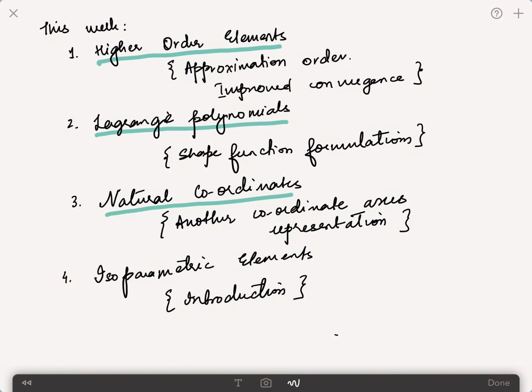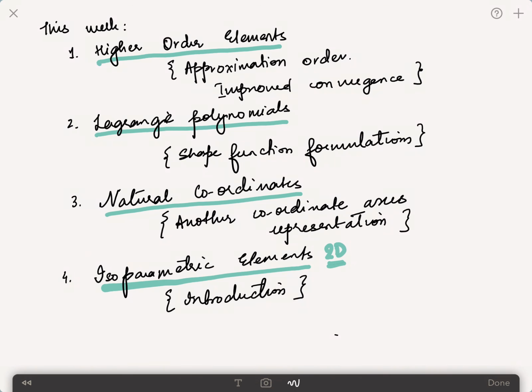Then we will move on to natural coordinates. Natural coordinates is also just another representation of the coordinate system that we are used to using. It easily links us into isoparametric elements. Isoparametric elements in general are a representation of a simple element that you are already aware of. Isoparametric elements we will go to when we study 2D. But it's good to already know what an isoparametric element is.